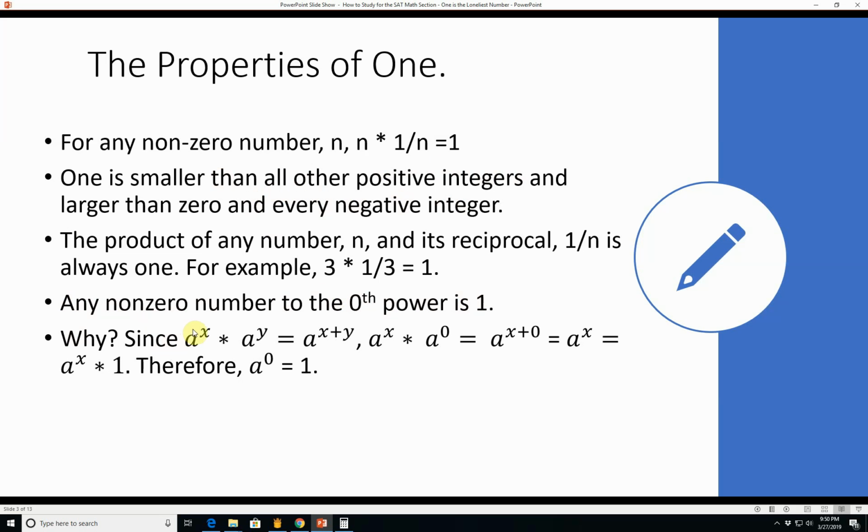Why is that? Since a to the x times a to the y is equal to a to the x plus y, a to the x times a to the 0 is equal to a to the x plus 0, which is equal to a to the x, which is the same as a to the x times 1. Therefore, a to the 0 is equal to 1. So there you have it.